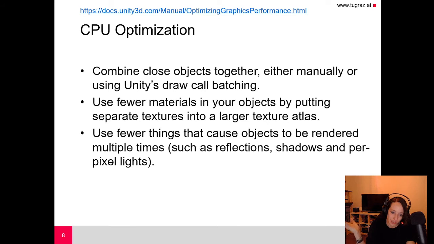Things like reflections, shadows, per pixel lights, those are things which are really expensive. So if you see that you might run into issues, those are things where you can try to start looking. Sometimes you unfortunately have to eventually get rid of things which do look nice but are draining a lot.